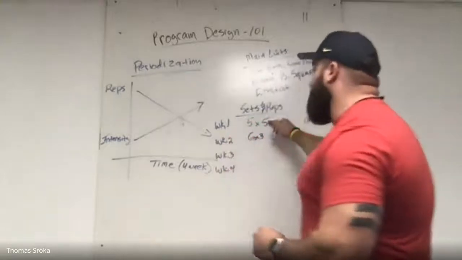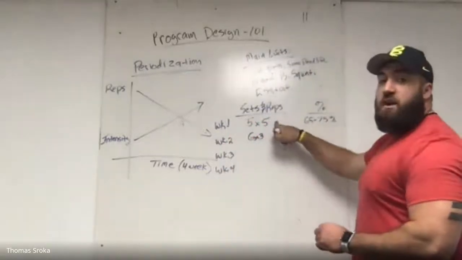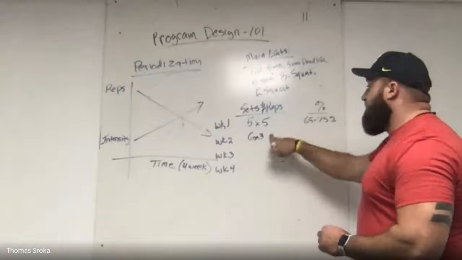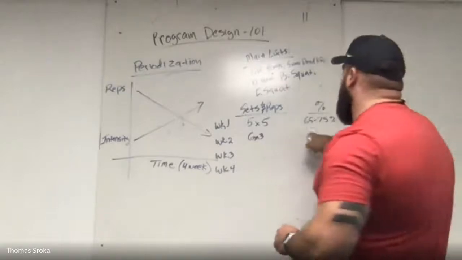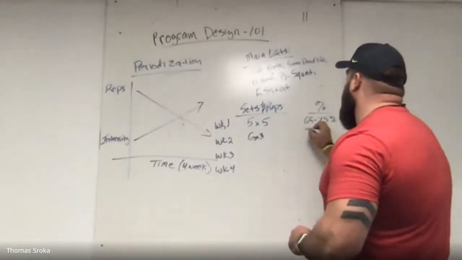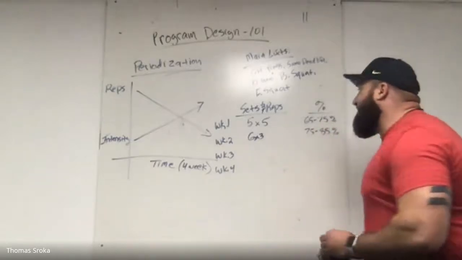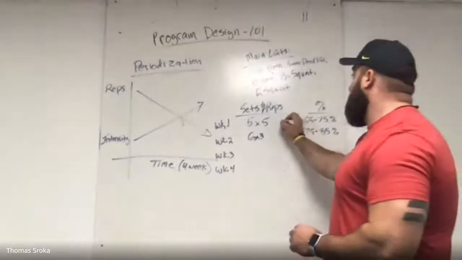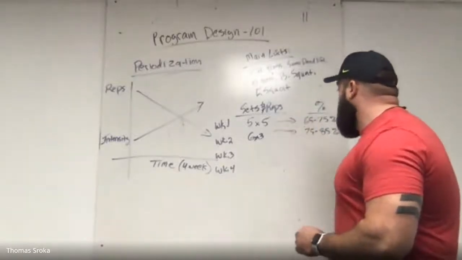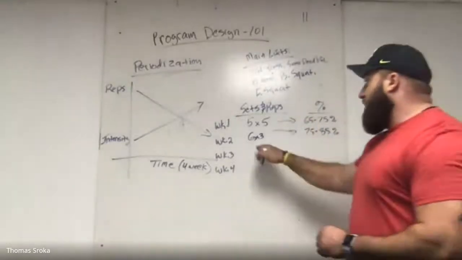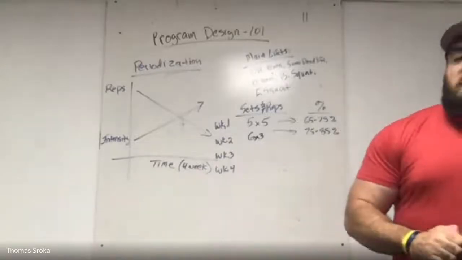Okay, so we go from 5x5, more volume, higher reps, lower intensity. Lowering the reps a little bit, we're increasing the intensity. So from here, you should be operating in a 75 to 85%. All right? Does anybody want to guess week two percentages or sets and reps?